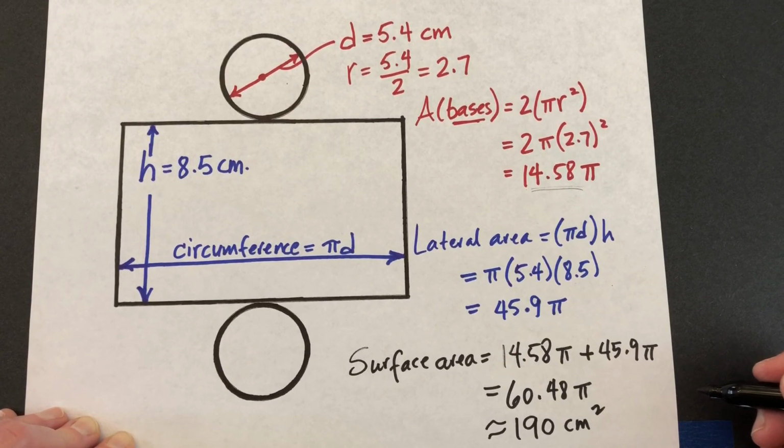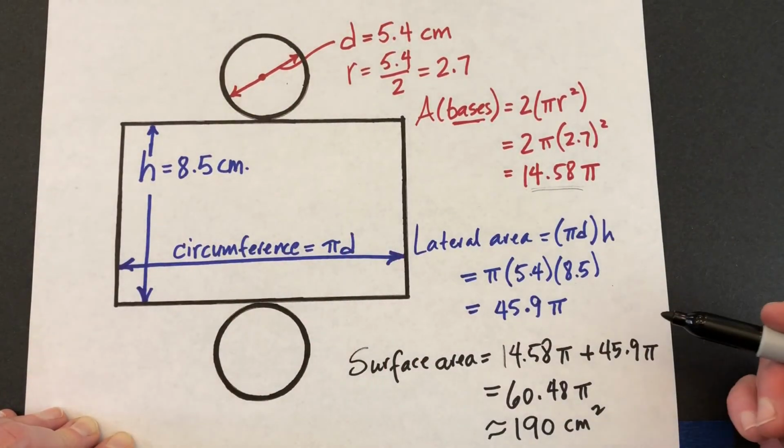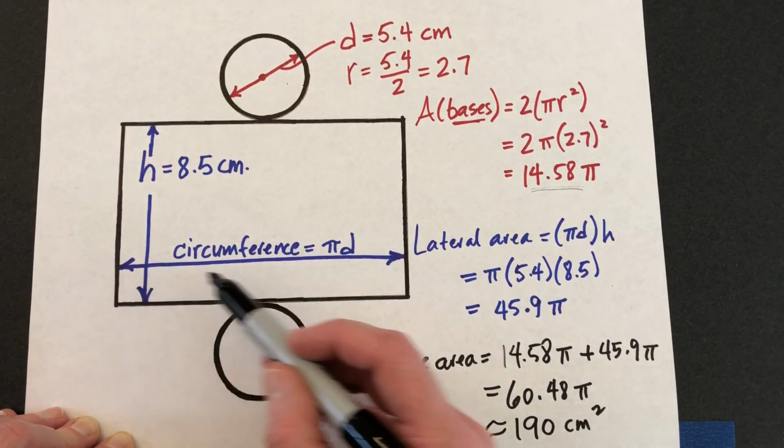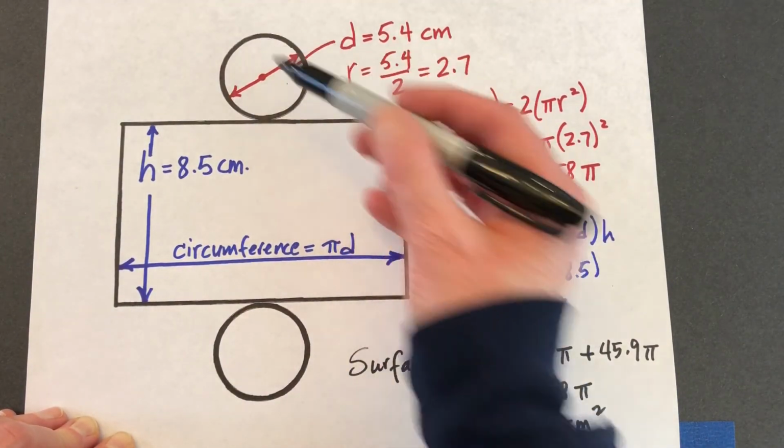So calculating the surface area of a cylinder is really pretty straightforward. We've got two circles and we've got a rectangle, and the base of that rectangle, if you will, is just the circumference of the circle.